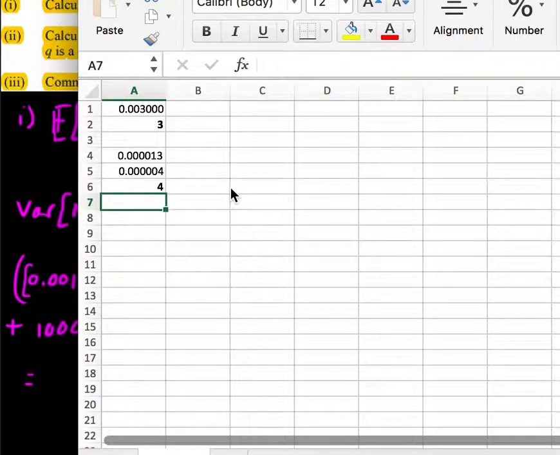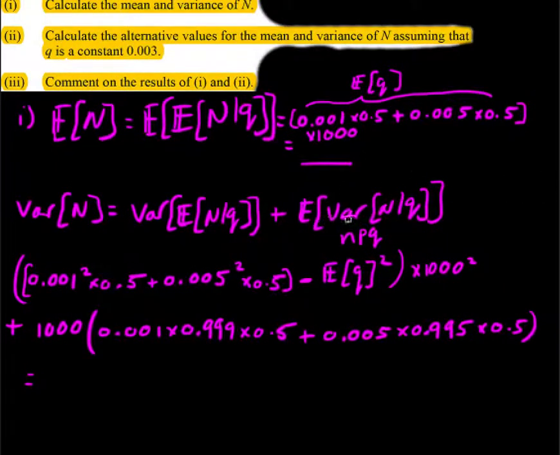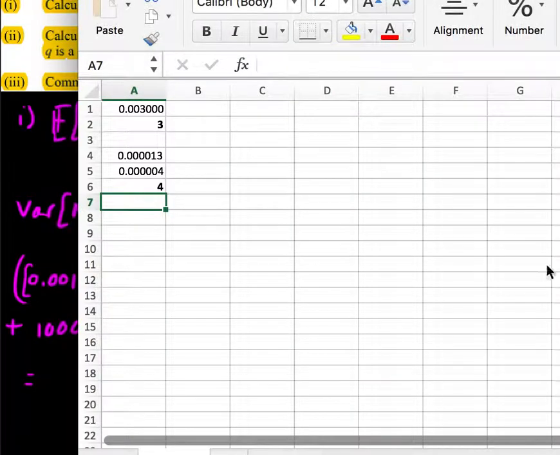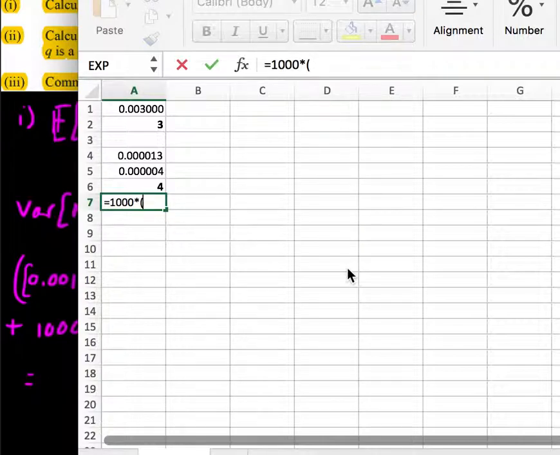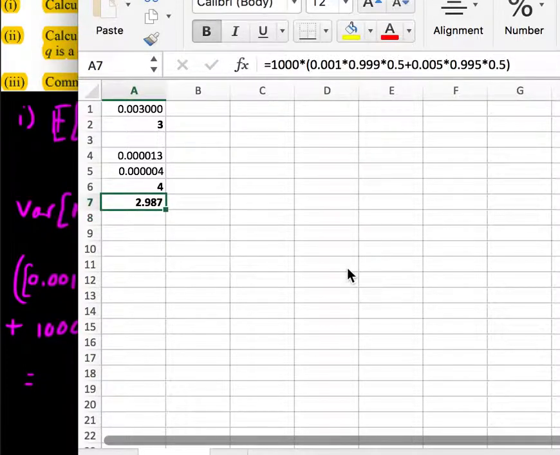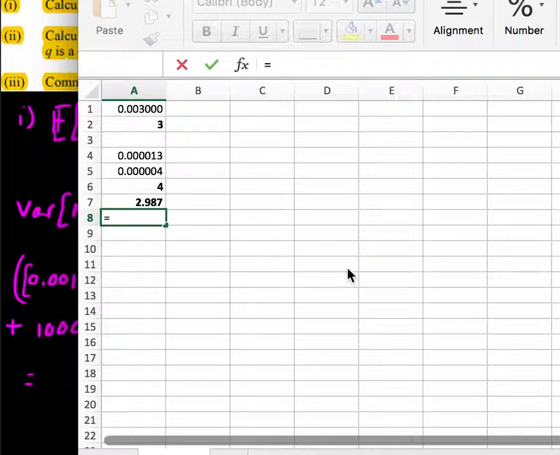So that's important. And then for the second bit, we're doing this bit over here, the expectation of the variance of N given Q. So we'll start with N, we times it by everything, and then we've got N times p times q, which is 0.001 times 0.999, and that's got a chance of a half to come up. We've got our 0.005 times 0.995, and that's got our chance of a half again to come up, which gives us this 2.987. When we add them together, gives us, this is the figure that we want, 6.987.